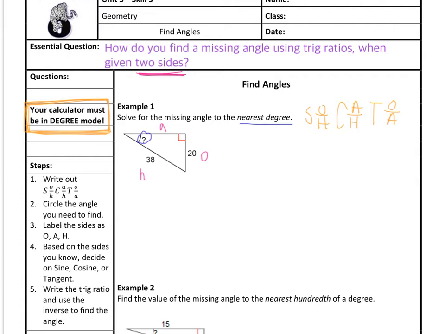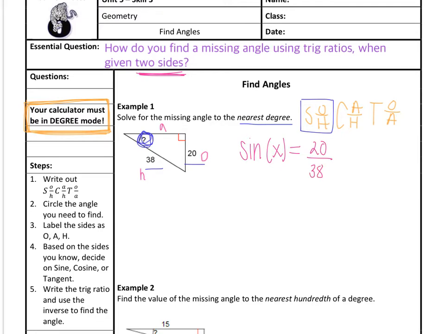So now that we have everything set up, I'm going to focus on this angle because that's the one I'm trying to find. We know the O and we know the H. So that's going to lead me to pick sine, O and H. So if I write this out now, I'm going to say sine, and instead of question mark, I'm just going to call this an X, equals, well, I know the opposite side is 20, and I know the hypotenuse is 38. So we're trying to find x.